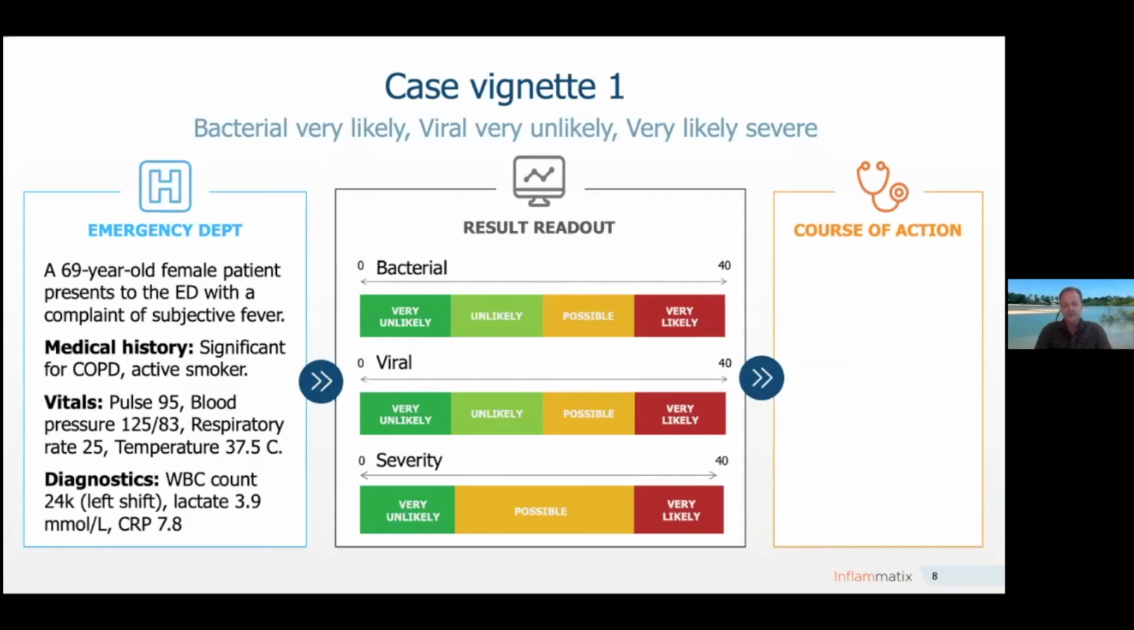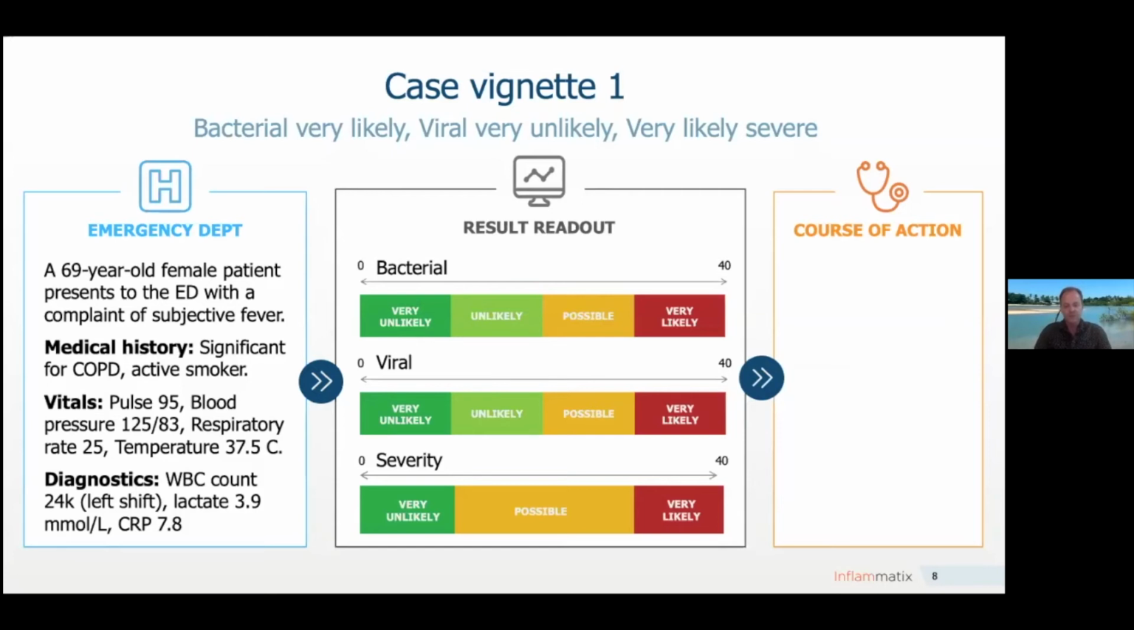The diagnostic tests that you have at the time of seeing this patient are a white blood cell count that is elevated to 24,000 with a left shift. Lactate is somewhat intermediate at 3.9, and the CRP is kind of low at 7.8. So now with this ambiguous clinical presentation, what would you do in your current standard of care situation?